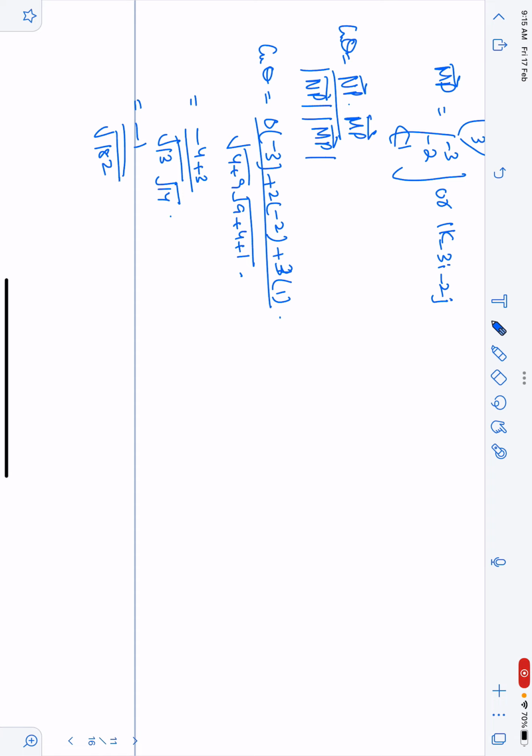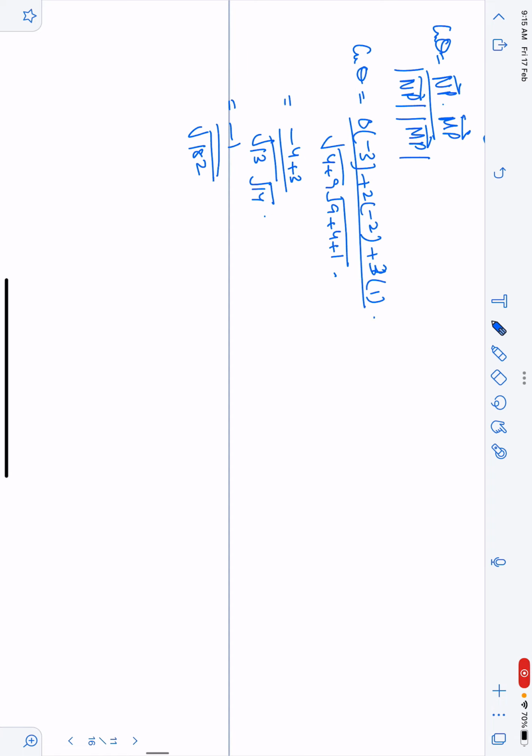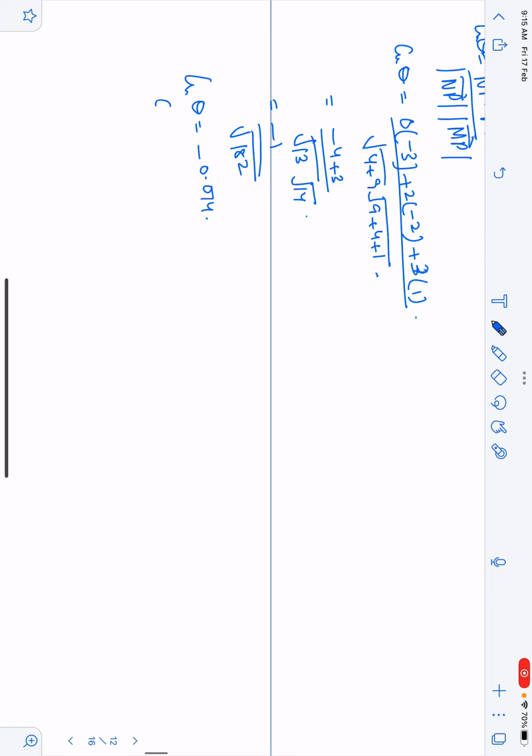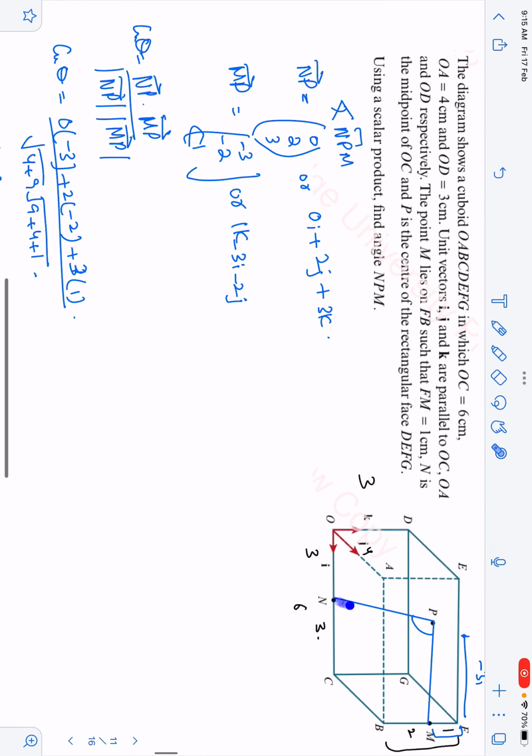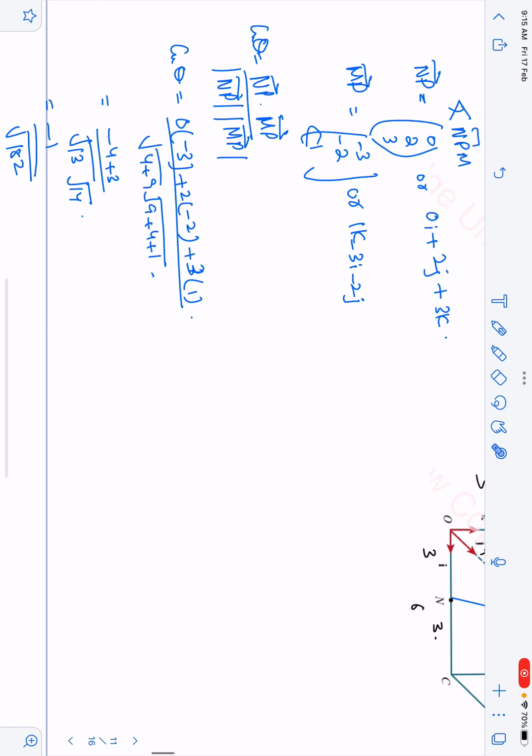Okay. Cos of theta equals negative 0.074. 94.25. 94.3 degrees is the answer to this question. Whenever cos of theta is negative, you will always get an obtuse angle. And you can even observe that this angle is obtuse, it's more than 90 degrees.